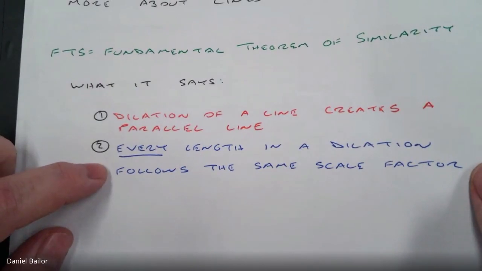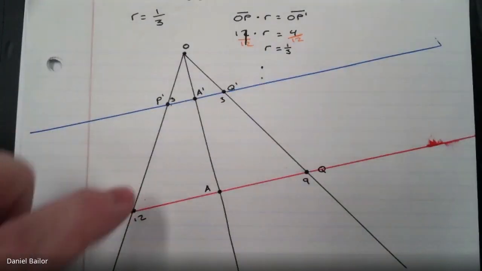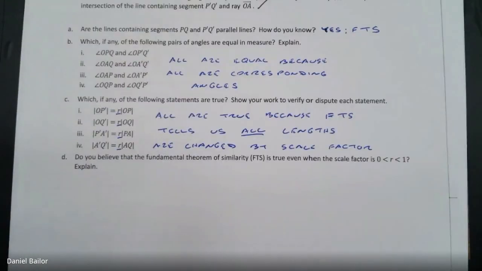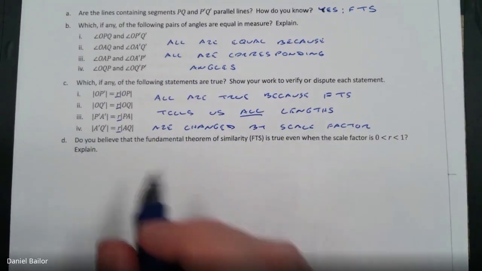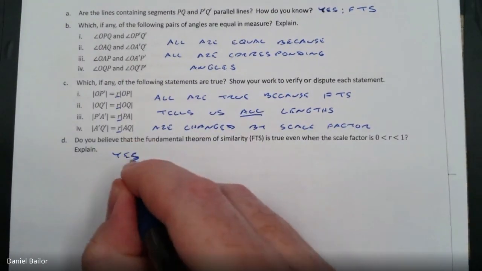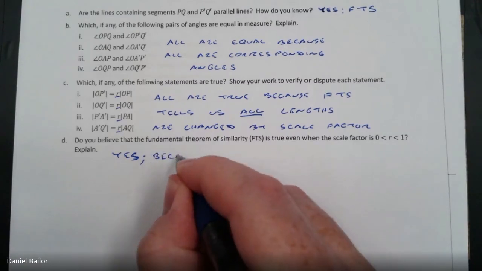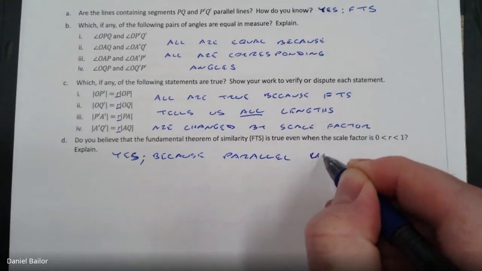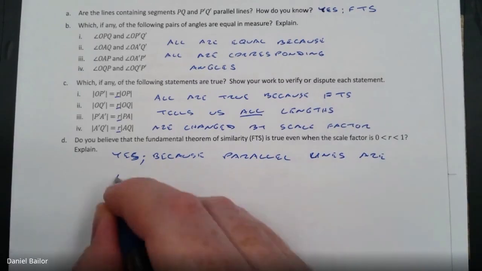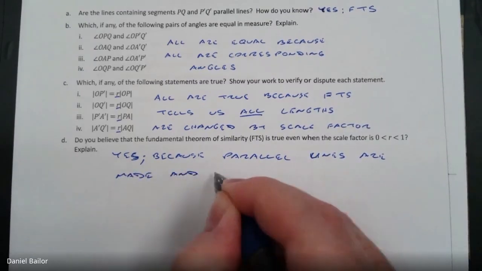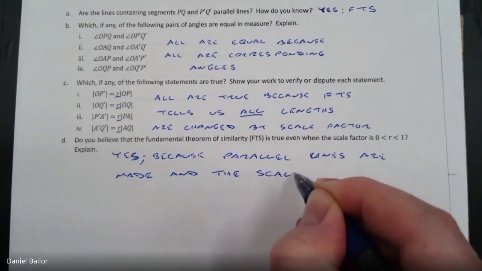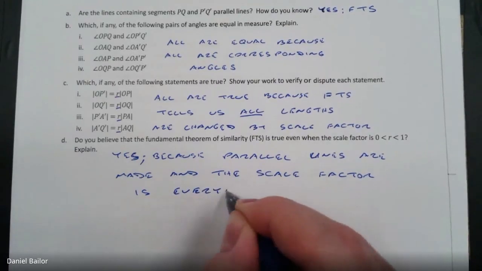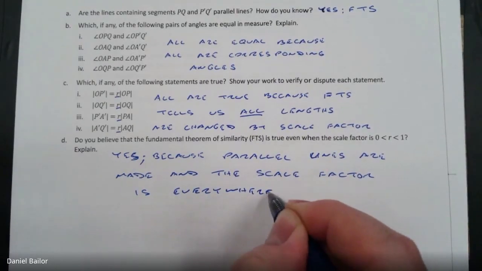Part 2, does everything follow the same scale factor? Did everything in this follow the same scale factor? Yes. So, do you believe that the fundamental theorem of similarity is true? Yes. Because parallel lines are made and the scale factor is everywhere.